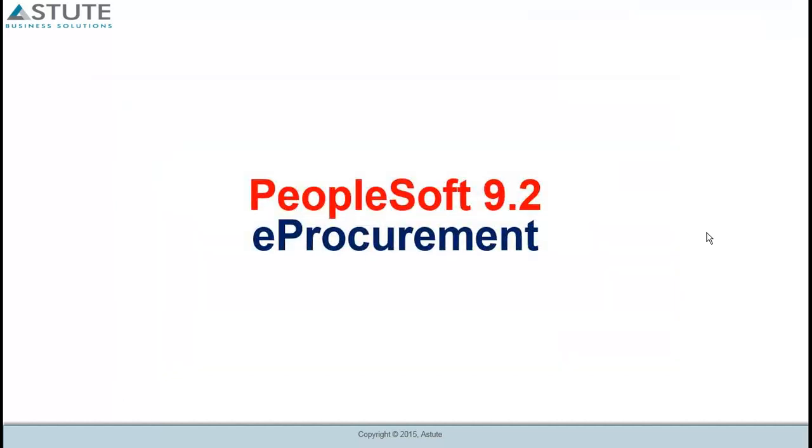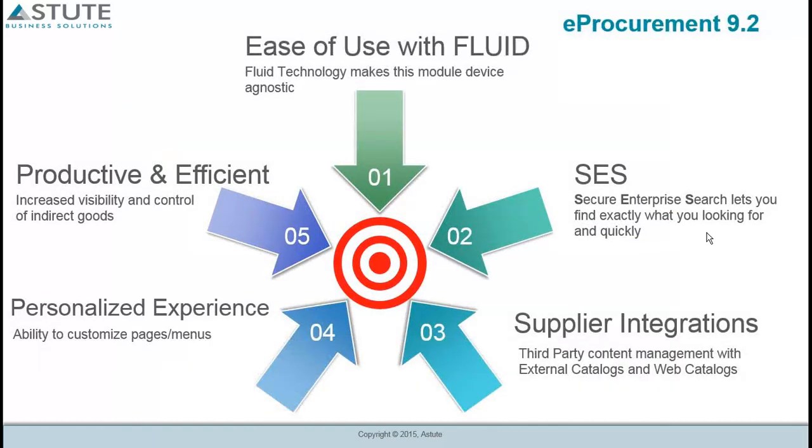What's PeopleSoft 9.2 eProcurement? What's something new that it gives or provides users on the table? PeopleSoft 9.2 eProcurement is a transformation of the eProcurement module from its previous versions. A lot of new features are introduced which are also aligned with Oracle's Fluid technology strategy. Some of the high-level benefits: the ease of use with Fluid for customers who have experienced Fluid already.